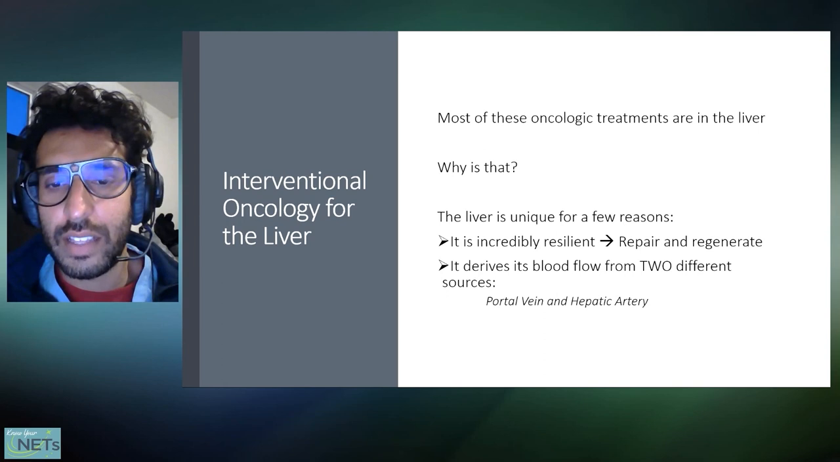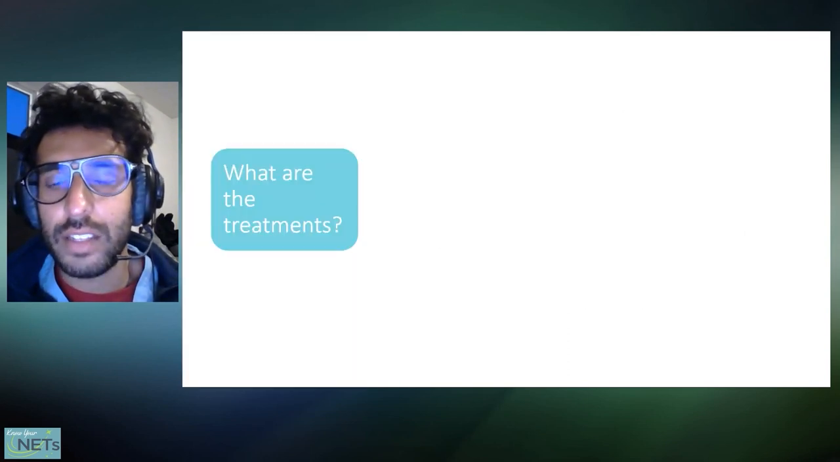And the other reason it's unique is that it derives its blood flow from two different sources. Most things in our bodies just get blood flow from one source, and that's usually an artery. But in the liver, you actually get blood flow from an artery as well as a vein known as the portal vein. And that is really unique. And we'll talk about why that is.